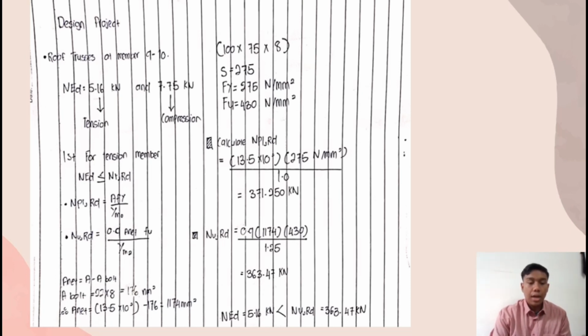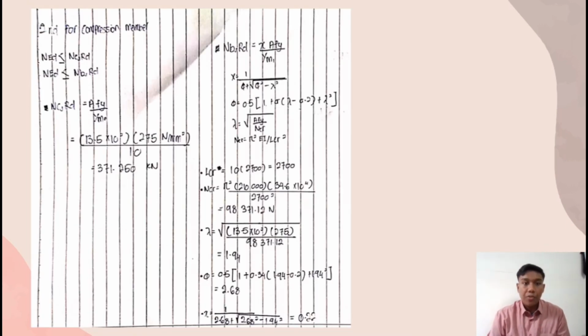First we must calculate the tension member, where we must compare NED with NTRD. For NTRD we have NPLRD, where the formula is A Fy over gamma M0, and NURD is 0.9 A net Fu over gamma M2. I calculate, and we get NPLRD and NURD, and the lowest is NURD. So we compare the NED with NURD, which is 5.16 kN, smaller than 363.47 kN.